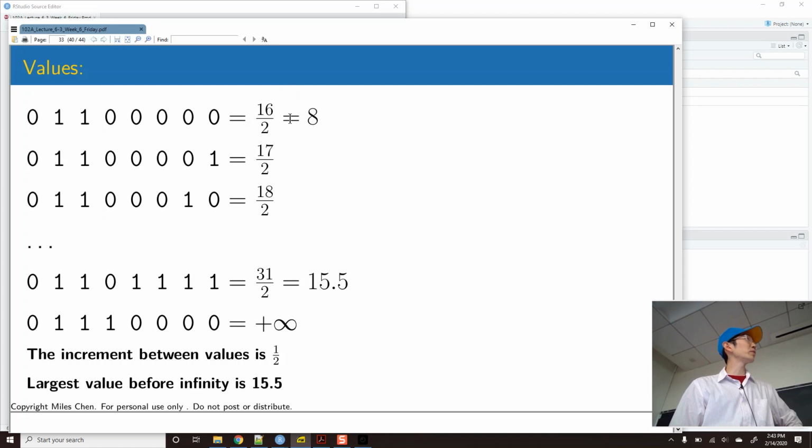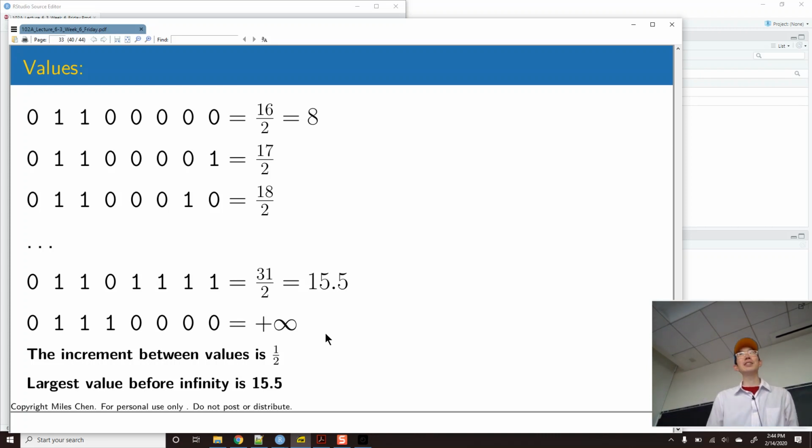And then at this point, we reach increments of 1/2. And so for the largest values I can represent, counting by halves, I get 8, 8.5, 9, 9.5, 10, 10.5. I keep counting, and I get to 31/2, or 15.5. This is the largest value I can possibly represent with this system. After 15.5, the computer would count this as infinity.